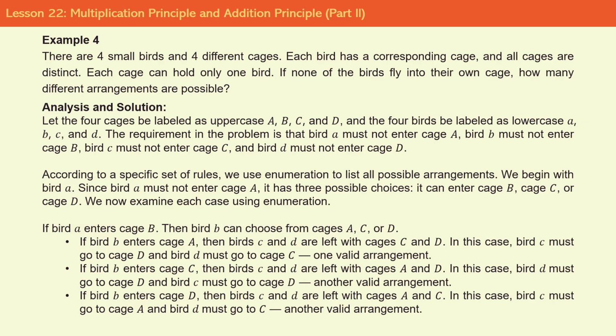We begin with bird a. Since bird a must not enter cage A, it has 3 possible choices: it can enter cage B, cage C, or cage D. We now examine each case using enumeration. If bird a enters cage B, then bird b can choose from cages A, C, or D.